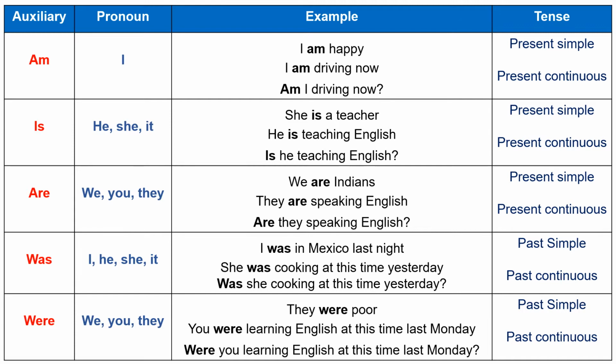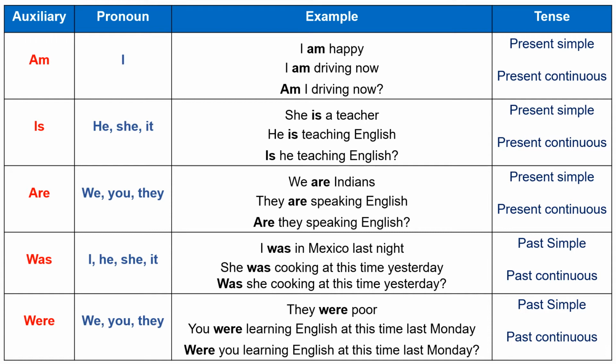Next auxiliary verb is. Is has been used with he, she, and it pronouns or with any singular form nouns, and it is used in simple present tense and in present continuous tense. Example: she is a teacher. In this sentence, is has been used as a main verb, and this sentence is in present simple. Next example: he is teaching English. This sentence is in present continuous tense.